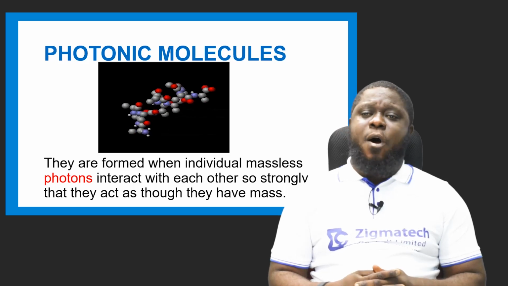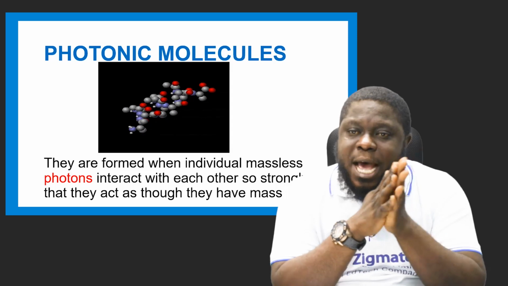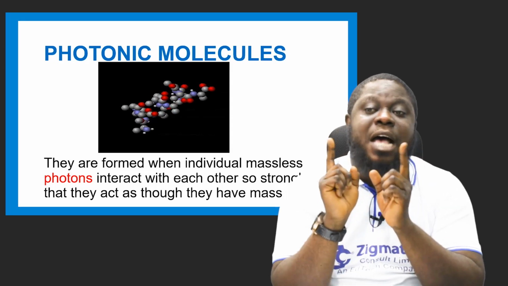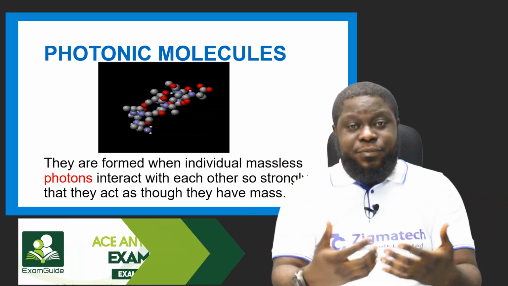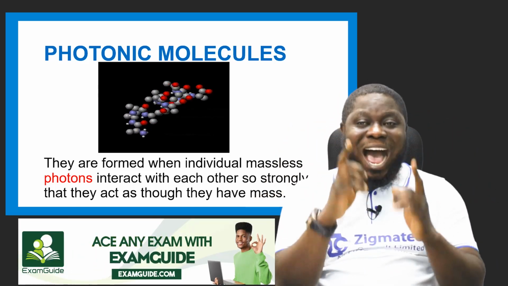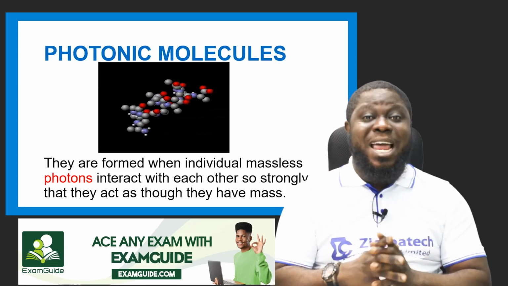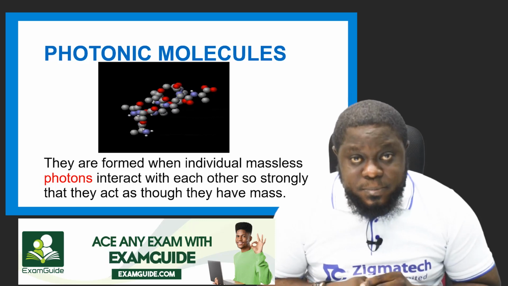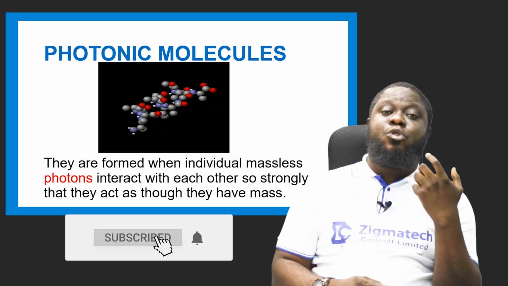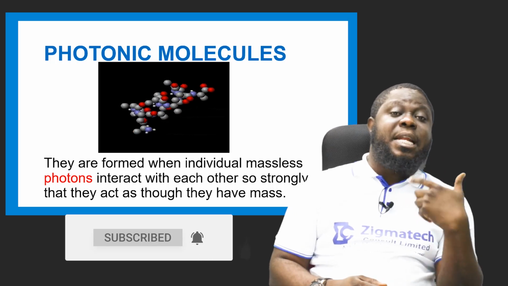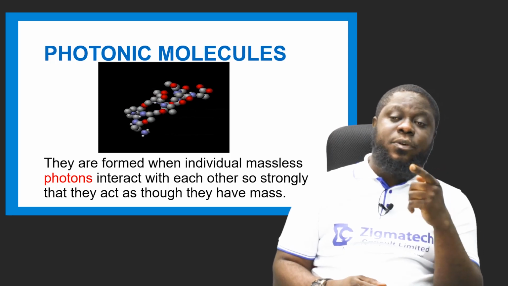Now, they said they are formed when individual massless photons interact with each other so strongly that they act as though they have mass. I told you that not everything has mass, but everything occupies space. We've seen two states of matter that are massless. One is the plasma, and the other is the photonic molecules.